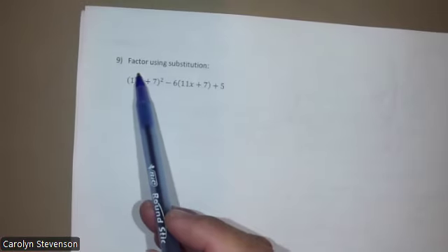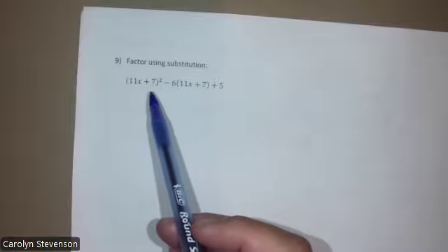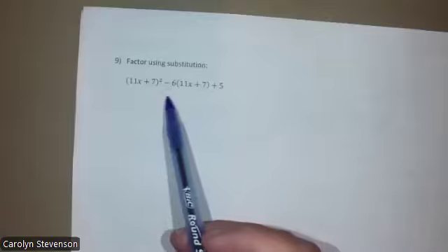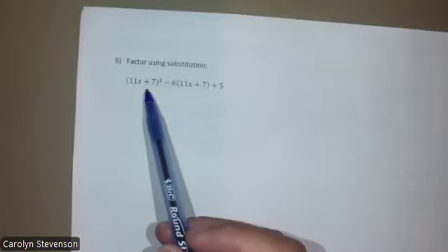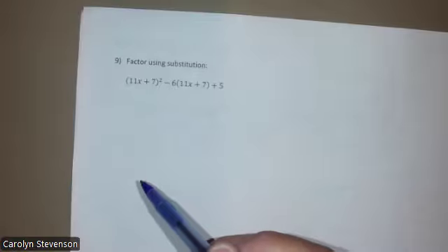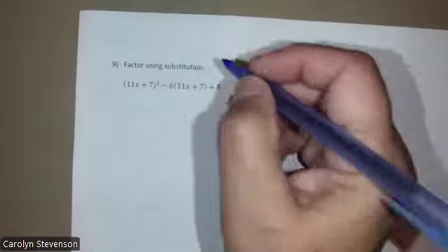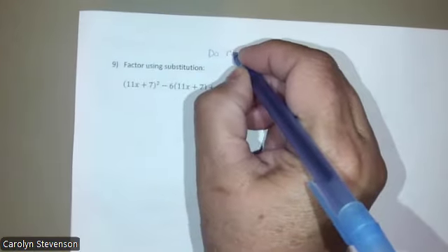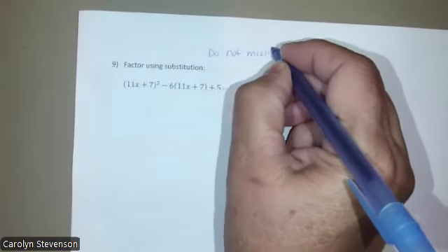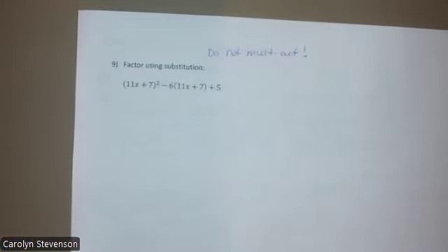Last one. Factor using substitution. Now it has some parentheses in it already. And back in our first unit, this would be something we might want to multiply out to simplify. If it said simplify, we'd multiply it out. But we are trying to factor, so we do not multiply this out. The parentheses are there to help us get the problem started.